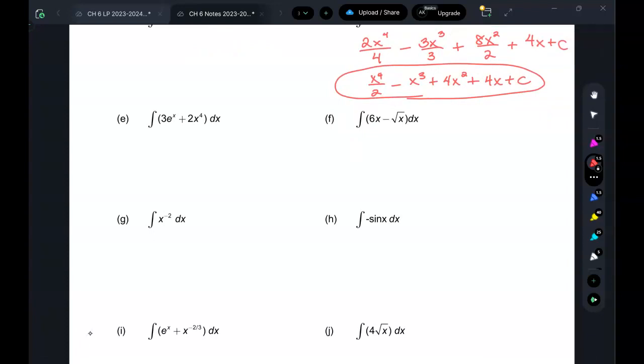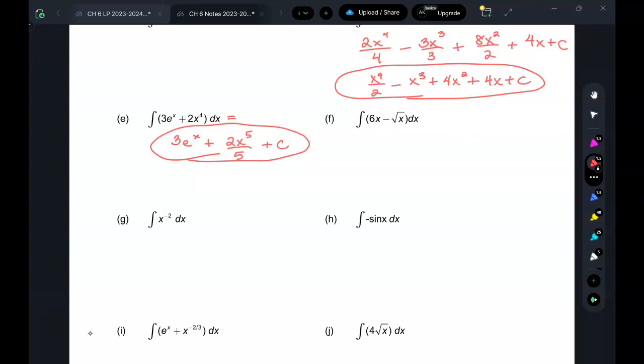How about the next one? So we have 3e to the x plus 2x to the 4th. So it's going to be 2x to the 5th over 5 plus c once. Or do I have to do 3e to the x plus c plus 2x to the 5th plus c? As long as you include it in the final answer, that's just fine. It'll just be once.